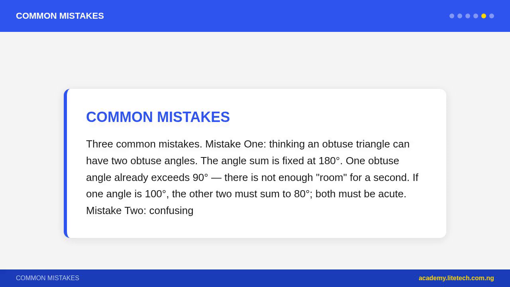Mistake 2: confusing the exterior angle with its adjacent interior angle. The exterior angle and its adjacent interior angle are supplementary, and sum to 180 degrees. The exterior angle equals the sum of the two non-adjacent interior angles.